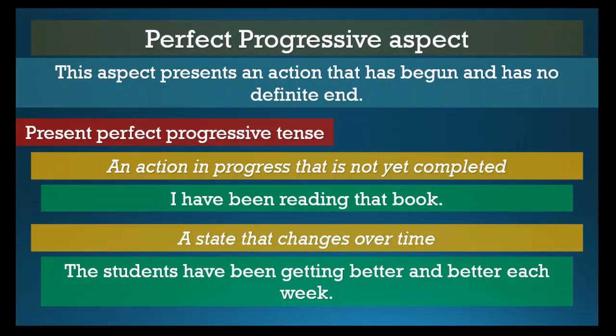Present perfect progressive also tells of a state that changes over time, like: The students have been getting better and better each week. Again, the students have been getting better and better each week. The act of getting better, of course, began at a prior time and continues in the upcoming days. Again, the action of getting better has begun at a prior time in the past, but continues up to the present and maybe up to the future time.